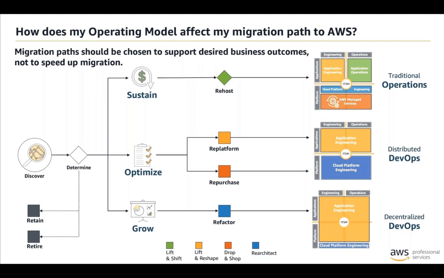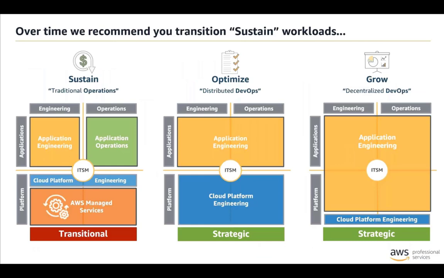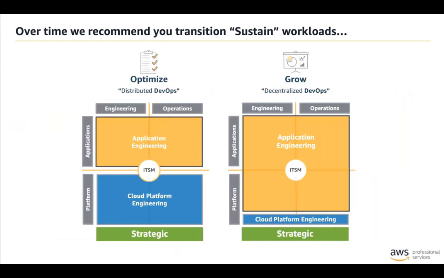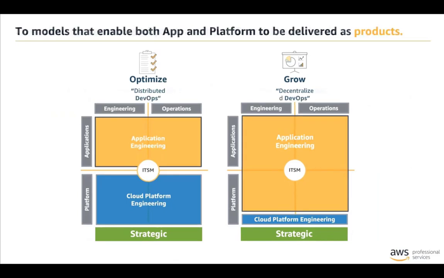Over time, we recommend that you focus your energy on building operating models that support, optimize, and grow workloads. This means transitioning your sustain workloads either by retiring them, repurchasing them as SaaS-based solutions, or re-architecting them to take advantage of one of the other operating model patterns. We consider the optimize and grow operating models to be strategic as they enable your teams and the organization to treat both applications and platform as products, which is the next topic in our briefing.